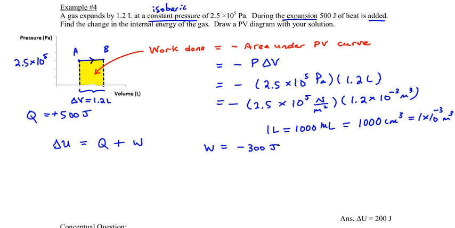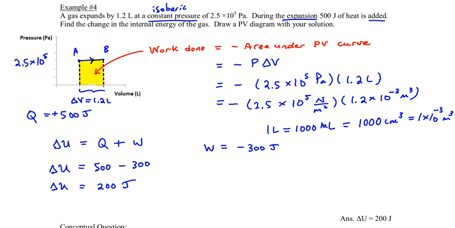Now we're ready to plug this into our first law of thermodynamics. Our change in internal energy will be equal to the heat, which is 500 joules flowing in, minus the work done, which is 300 joules. It's really plus the work, but the work is negative. And that will give you an answer of 200 joules of internal energy change.